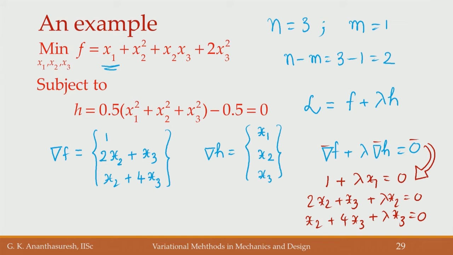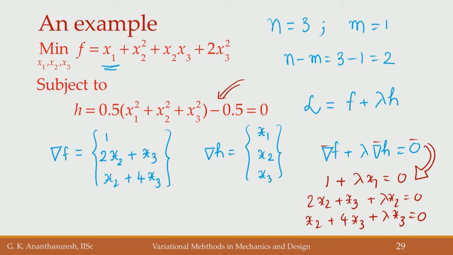3 equations, and we have 3 unknowns x 1, x 2, x 3, but then lambda is also unknown, for that we have an equation also. All those equations, if you solve them together, you will get some solutions. Here all are linear; this H equality constraint is non-linear, whereas these are linear.